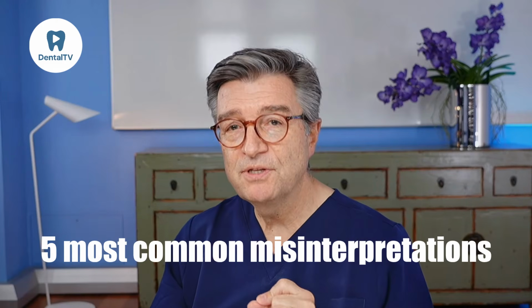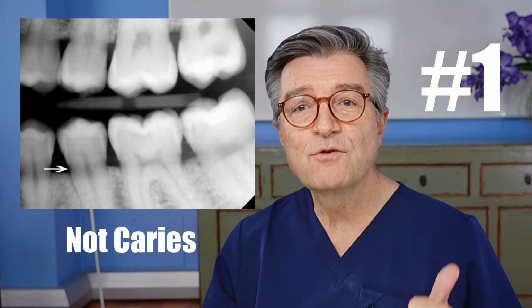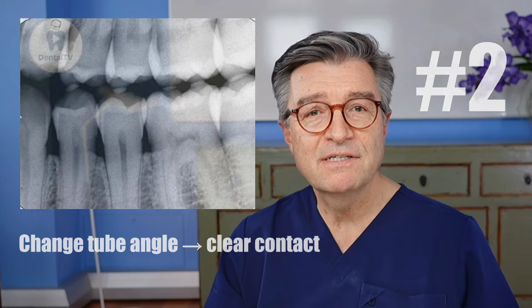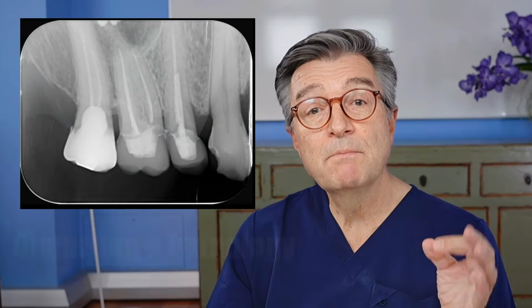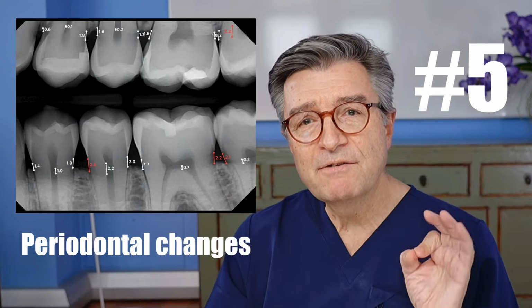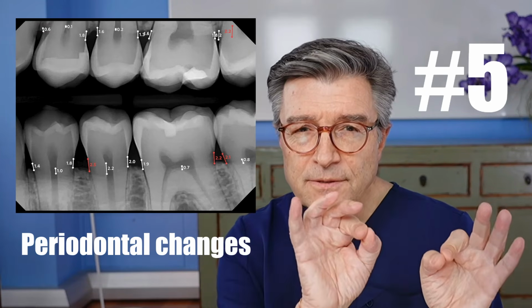Let's look at the 5 most common misinterpretations. Number 1, cervical burnout mistaken for caries. Number 2, overlapping contacts hiding caries. Number 3, lesions that are a projection artifact. Number 4, roots that look short but are actually distorted. Number 5, early periodontal changes that go unnoticed because they are very subtle.